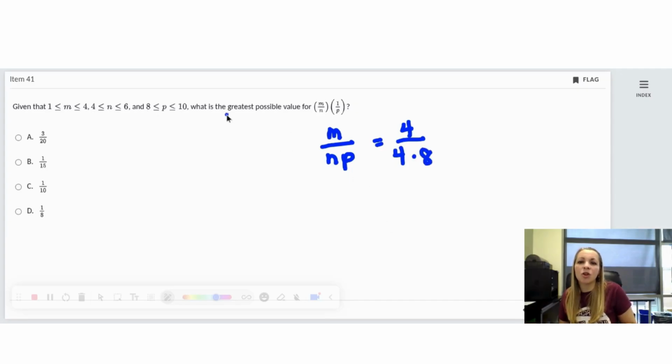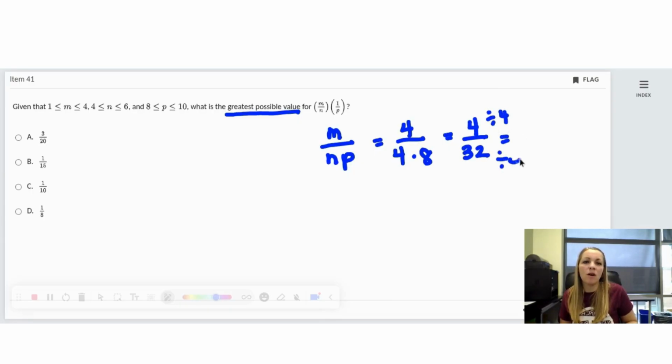This allows me to get the greatest possible value, putting the largest number on top, putting the smallest numbers on the bottom. If I simplify this, I get 4 over 32. Simplifying one more time because both of these are divisible by 4. 4 divided by 4 is 1, and 32 divided by 4 is 8. So this one's option choice D, 1/8.